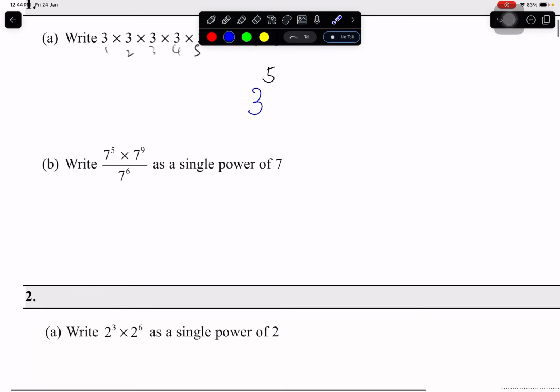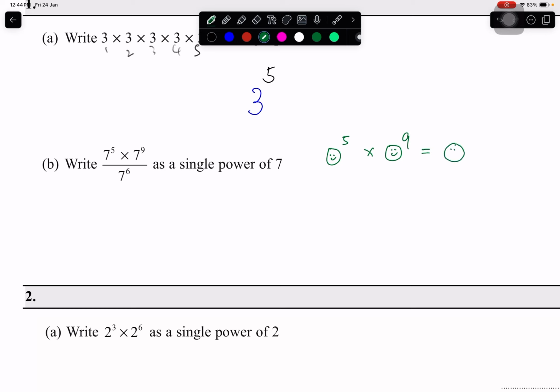Okay, now this one, 7 to the power of 5 times 7 to the power of 9 divided by 7 to the power of 6. We have our rules: if it is something to the power of 5 times something to the power of 9, we have to combine it as, again, the same base, but then the power is going to be 5 plus 9.